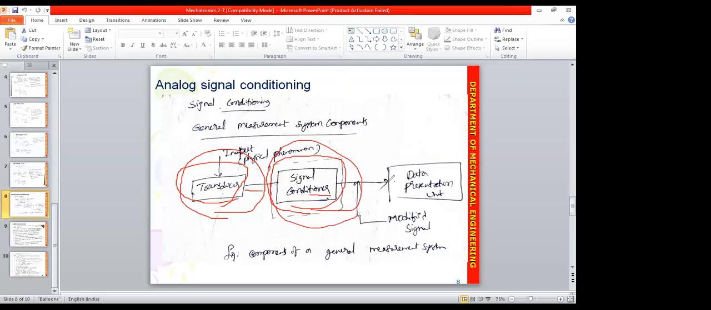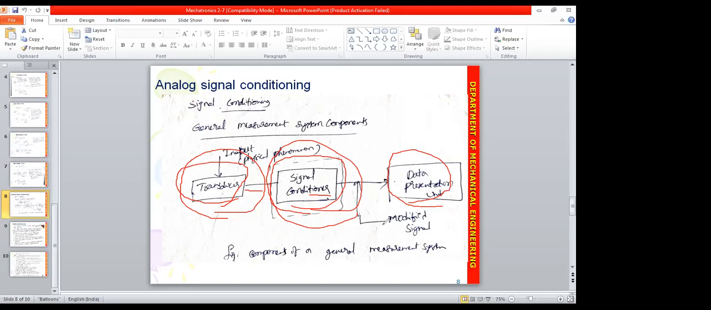Here in the data presentation unit, data presentation is nothing but recording, displaying, monitoring. We can monitor the physical variable, and the output should be correct. So the output from the signal conditioner goes to the data presentation unit. In this unit, we can go for indicating, recording, displaying, monitoring. This is for a generalized measurement system, that is, for a generalized mechatronics product.